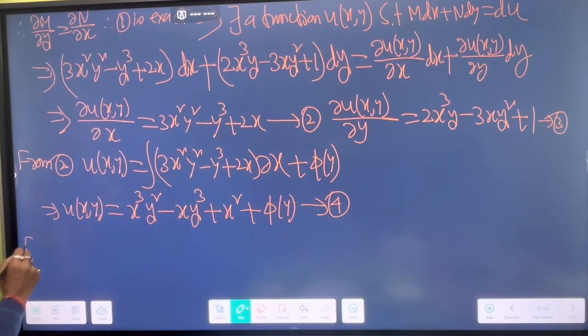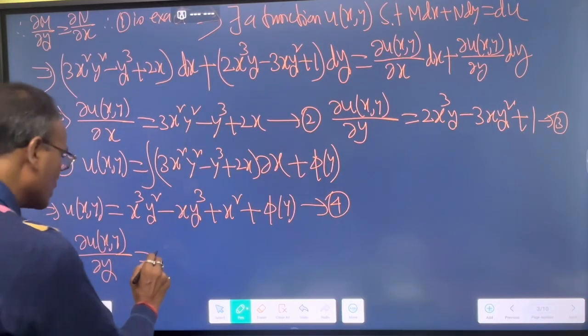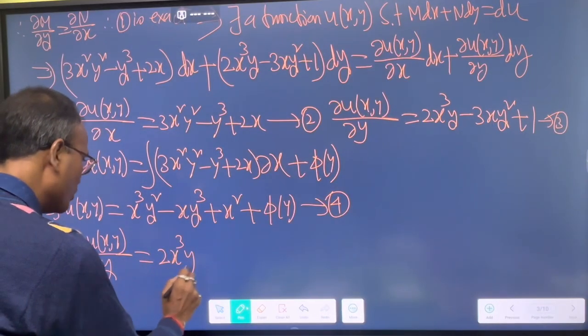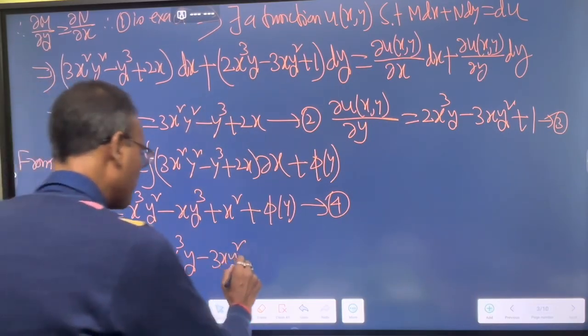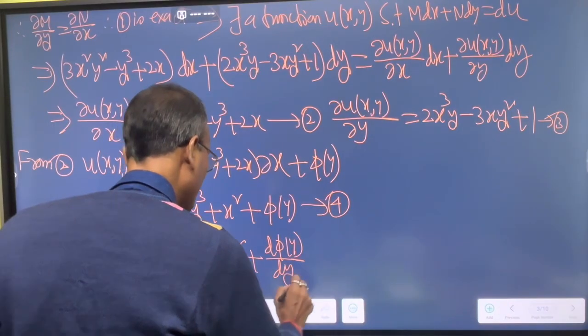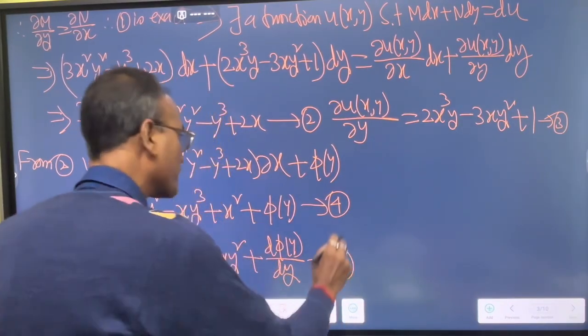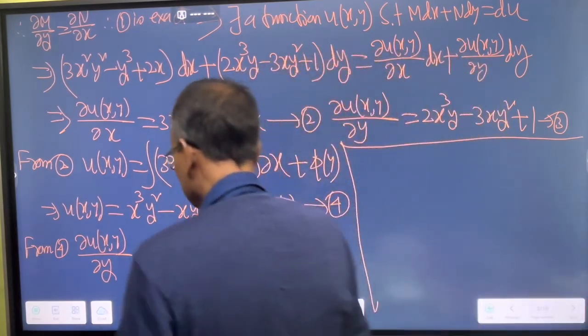From 4, differentiate it partially with respect to y. You will get twice x cube y minus thrice x y square plus d phi by dy. This is number 5.